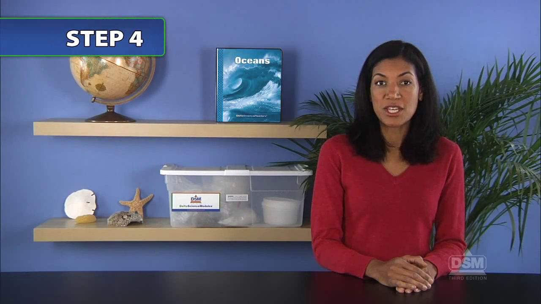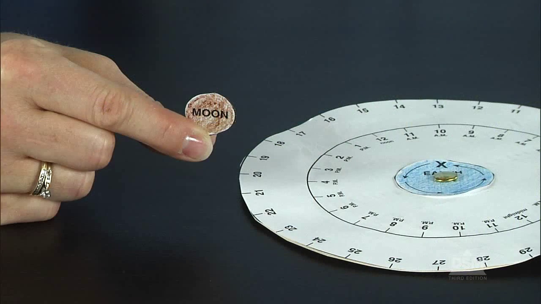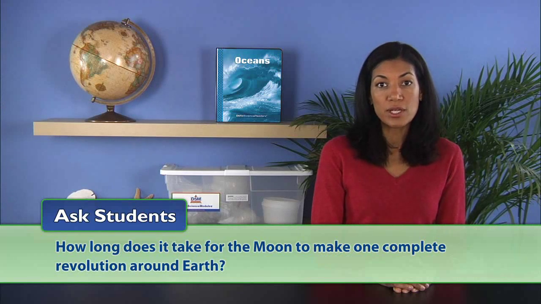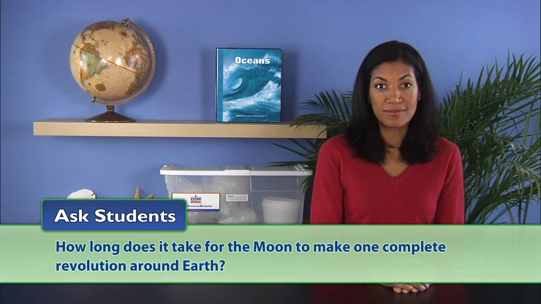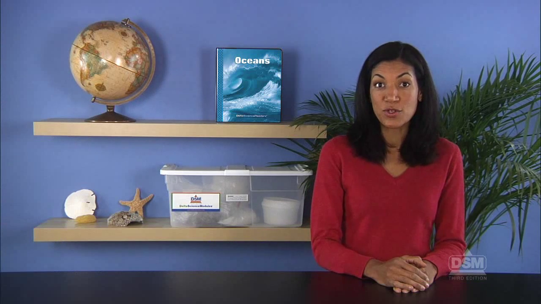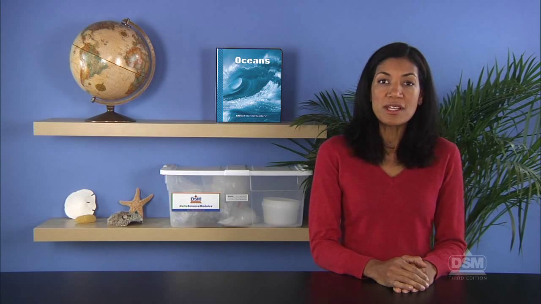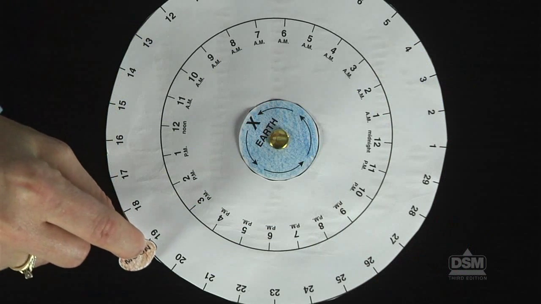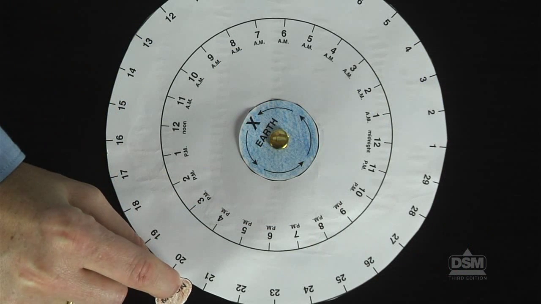Next, bring students' attention to the moon disk. Ask students, how long does it take for the moon to make 1 complete revolution around Earth? Help students understand that it takes about 29 days for the moon to completely revolve around the Earth. Inform the class that the large outer dial represents the path of the moon as it revolves around Earth.